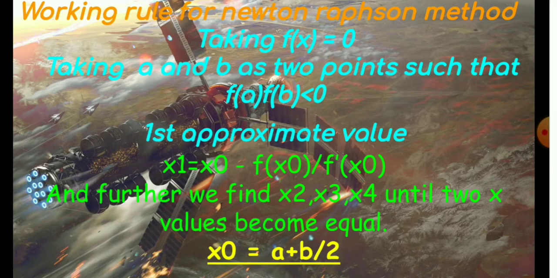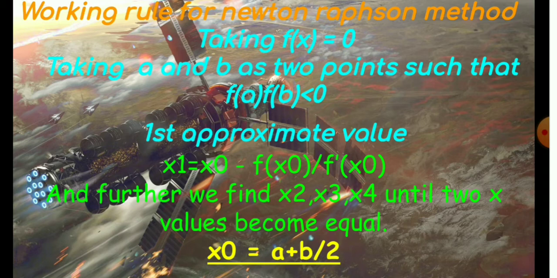Before doing the question, we have to see the working rule of Newton-Raphson method. Just like the bisection method and the regular falsi method, we take 2 points A and B such that f(A) into f(B) is less than 0. Here also we have to take A and B by hit and trial method. The first approximation is x1 equals x0 minus f(x0) by f dash x0.